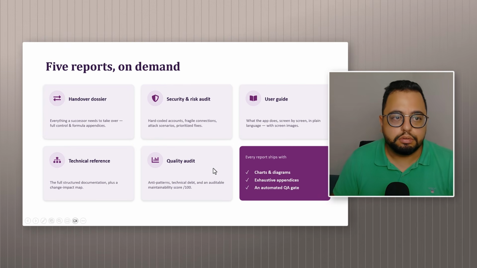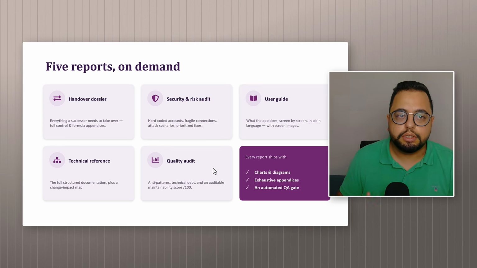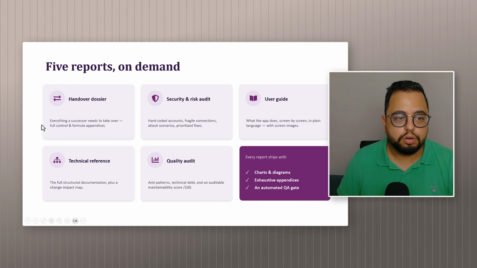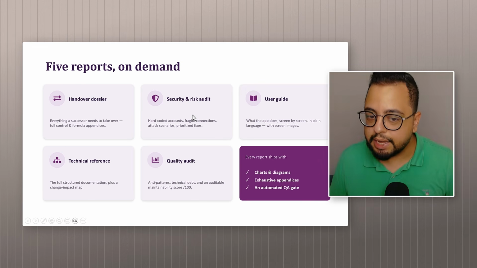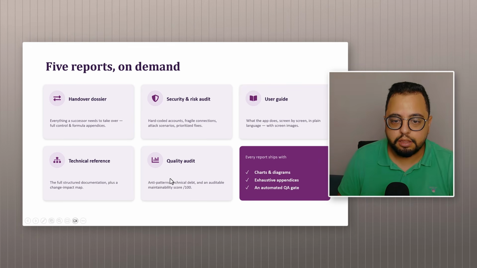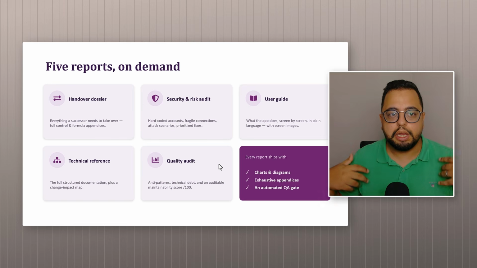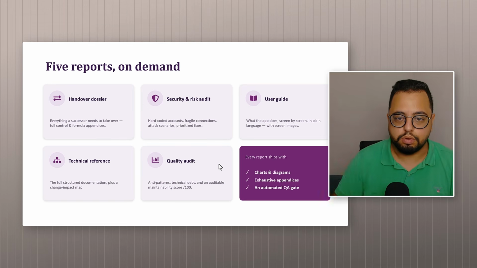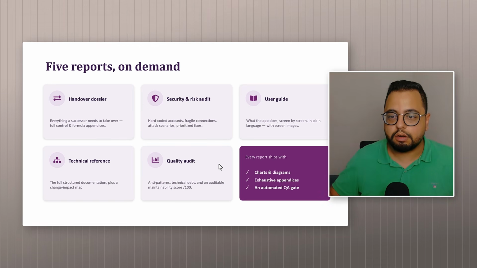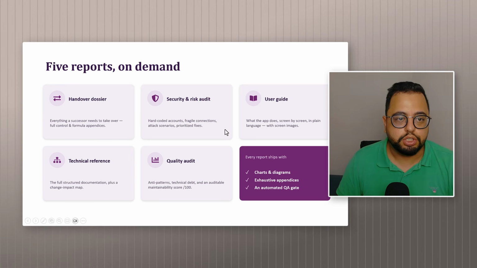So it's a very clear and simple pipeline that we are going to implement here. Some examples of the reports that you can create using this workflow are the handover documentation, the security and risk audit, the user guides, the technical reference, and the quality audit. You can also create custom reports that you describe to Claude Cowork. But these five are already created in the skill that I'm going to share with you, and you just have to pick them and ask Claude to generate the reports.